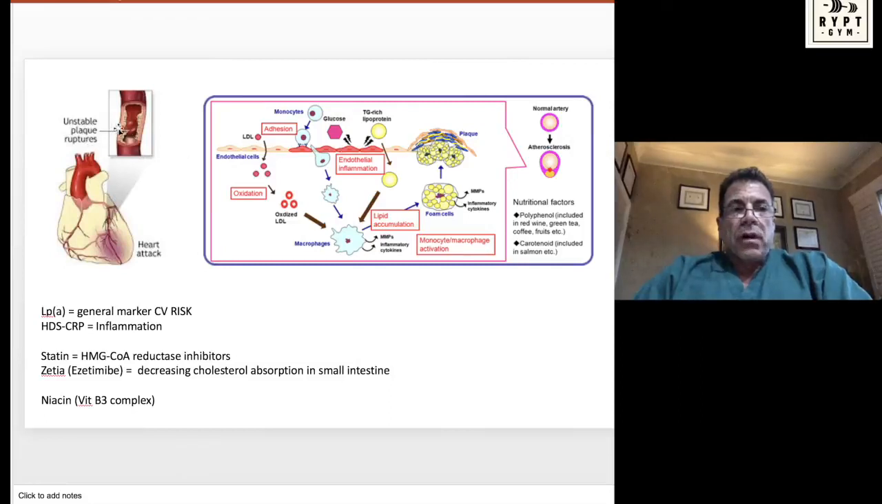But basically what I want to show you here is that as these plaques grow, they can rupture, and this is what we refer to as heart attacks and strokes, which is when the coronary arteries that feed the heart become occluded, and now the heart cannot get any blood supply, gets ischemic, and that's what we call a heart attack. LPA is a lab that we use as a general marker of cardiovascular risk, so you may see your doctors order that for you, or the high-sensitivity C-reactive protein is a general marker of inflammation. So a plaque that's about to rupture may have high CRP, or C-reactive protein levels, representing inflammation.